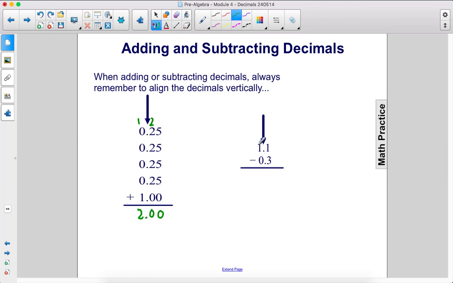All right, over here we have 1.1 minus 0.3. So we're actually going to, 1 is less than 3, so we can't do that subtraction. So we're actually going to take away that 1 and put it here. So we end up with 11 minus 0.3. 11 minus 3 is 8, and then we just drop the decimal down. So 1.1 minus 0.3 is 0.8.